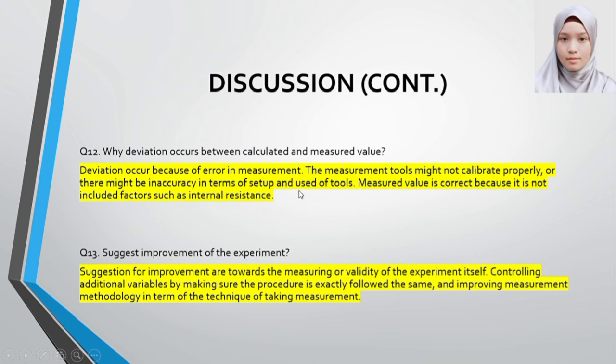Okay, next question. It asks to suggest an improvement for this experiment. So during the experiment, there is an error that actually happened in terms of measurement. So we suggest to improve the measuring during the experiment, and the validity of the experiment itself. What we suggest for improvement is controlling additional variables, that is by making sure that the experiment is done exactly the same as what the procedure told us to do, and also improving measurement methodology, that is the technique that is used to take the measurement, and also the type of tools that are used.